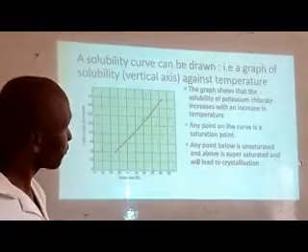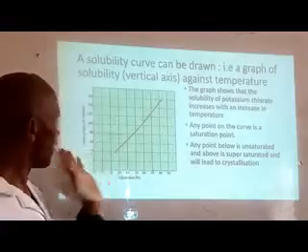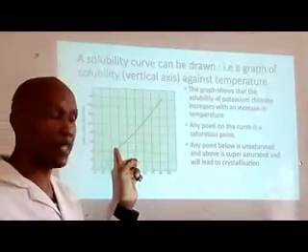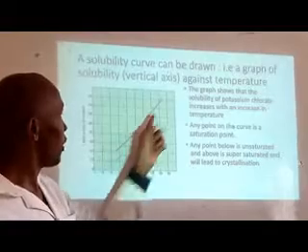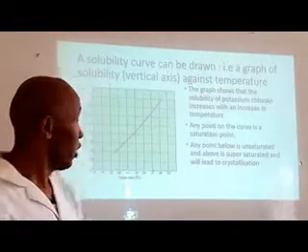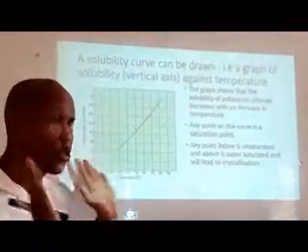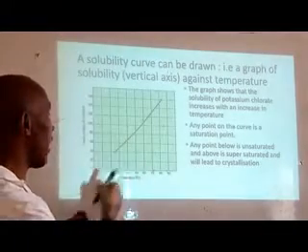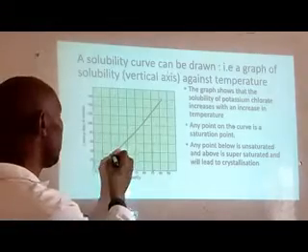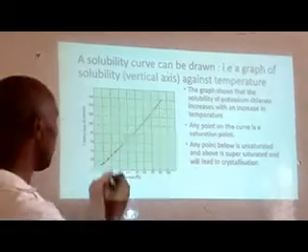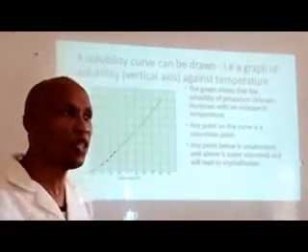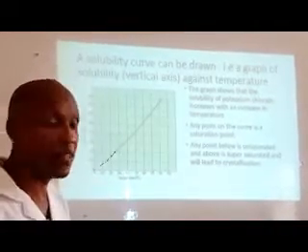Now I want to say something about this curve again. I did not extrapolate. I did not extend from the 25, I did not extend from the 83. Why is that so? Because I am not sure. You can never be sure that this trend is going to be maintained. In fact, some students insist on bringing it to 0, that at 0, the solubility is going to be 0. That's not necessarily the case.